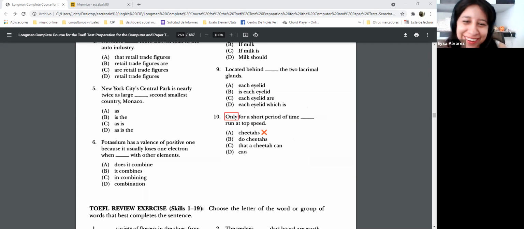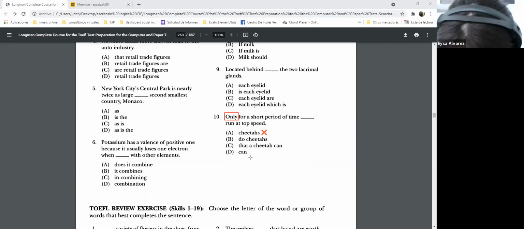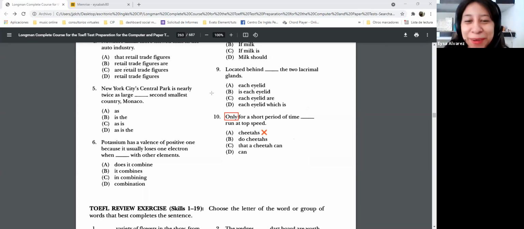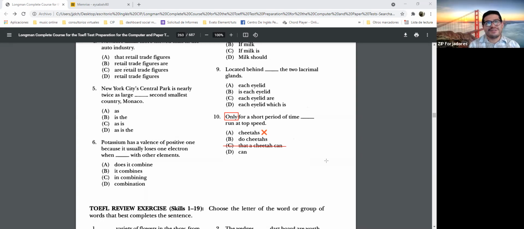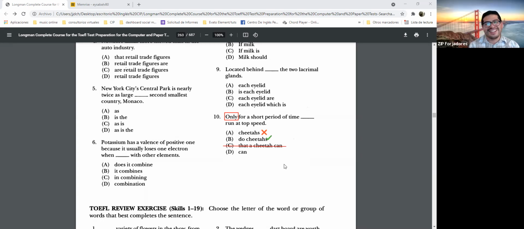Yes, we have a negative expression at the beginning. I chose letter A because I thought that there was no subject. The subject is in the answers. Letter A has a subject, and letter B has a subject, cheetahs, but it's inverted. Yes, it's inverted because we start with a negative expression.